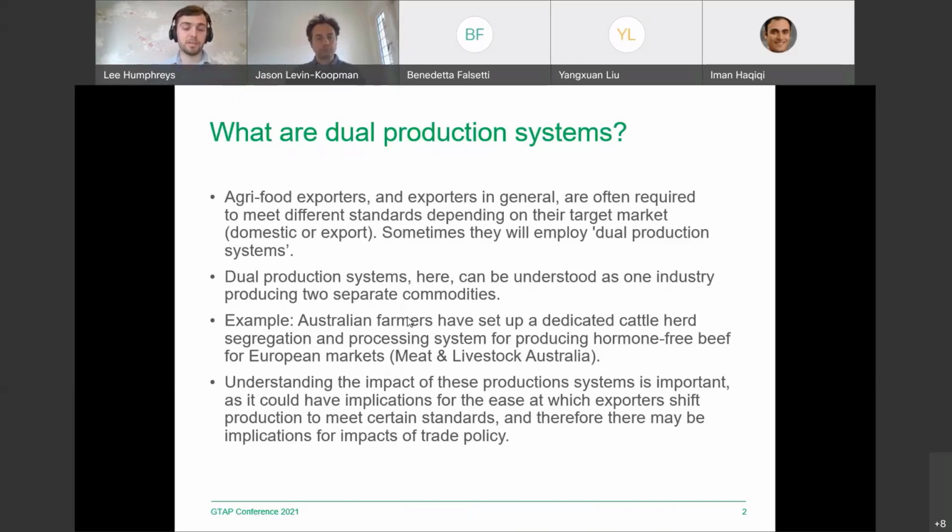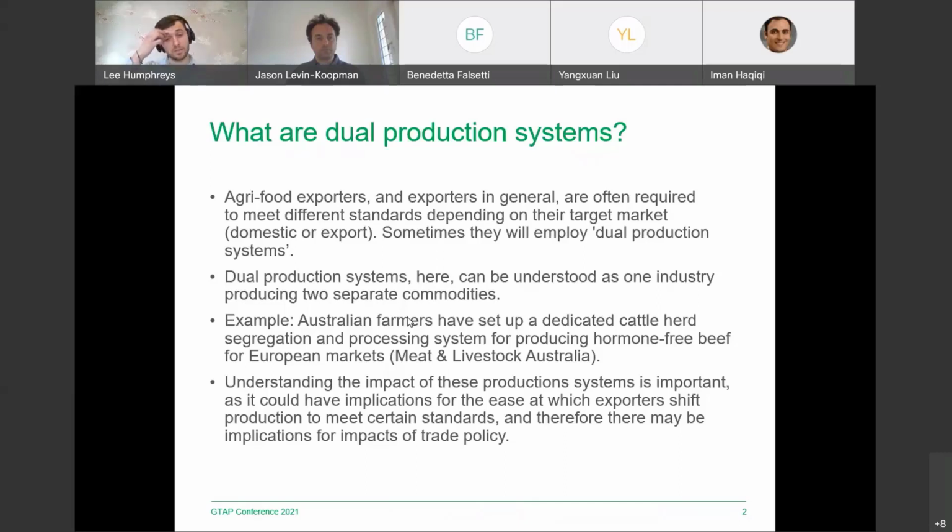An example I've put here is that Australian farmers have set up a dedicated cattle herd segregation and processing system. This is for producing hormone-free beef for European markets. Within the EU, the use of hormones is banned in beef production. And so for these Australian farmers to be able to export to the European markets, they set up this dual production system where they produce both hormone-free and hormone-fed beef.